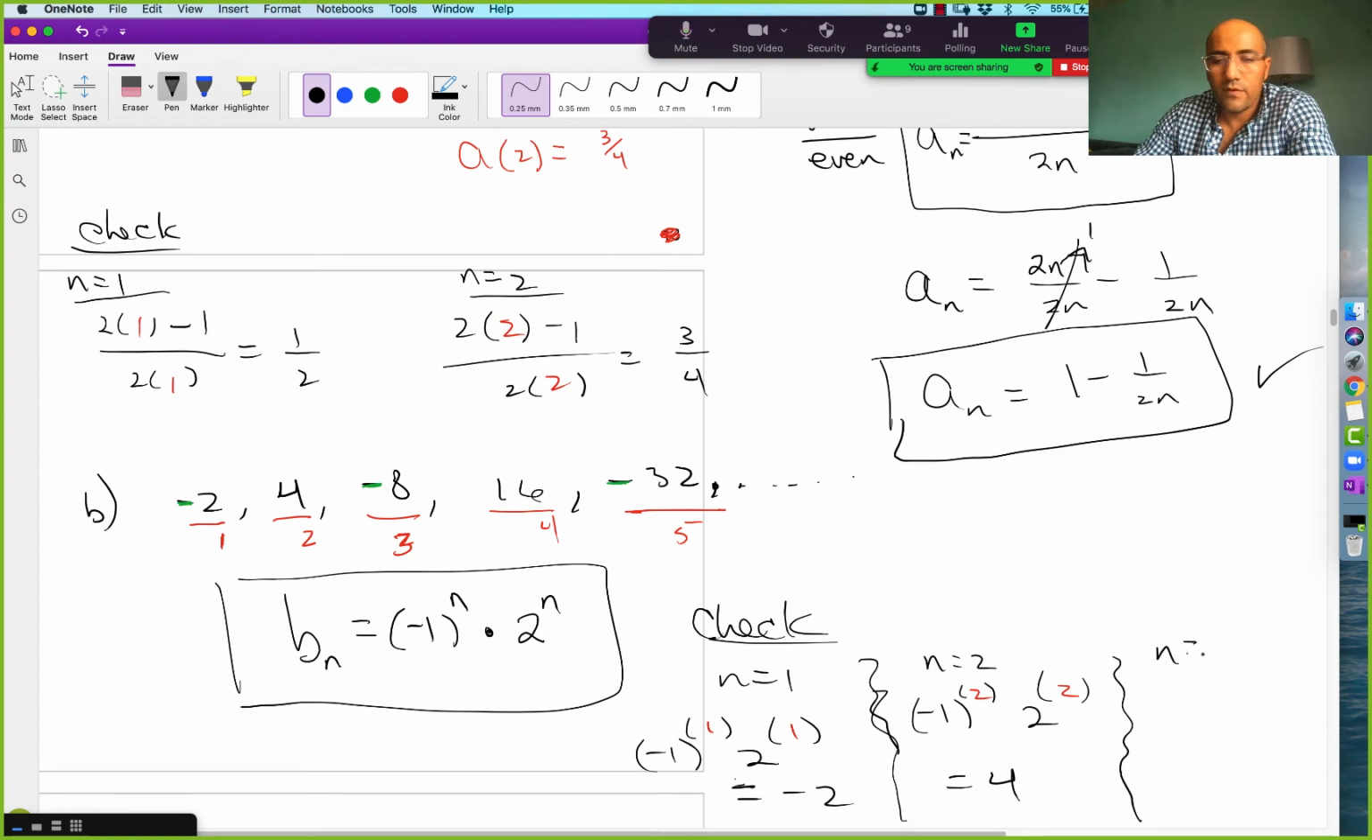Okay, n equals 3. We get -1 to the power of 3 and 2 to the power of 3. So now this becomes -1 times 8, which is -8. So it's confirming that it is giving us the values we wanted. Any questions?